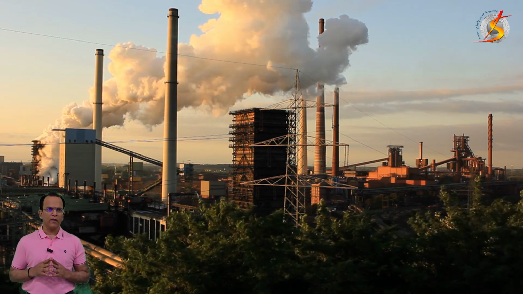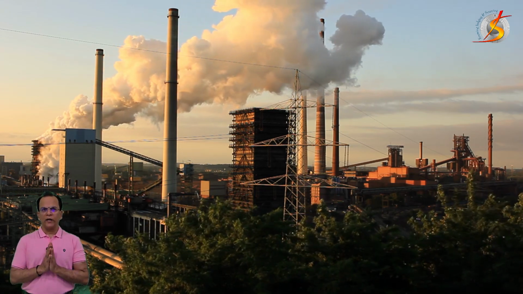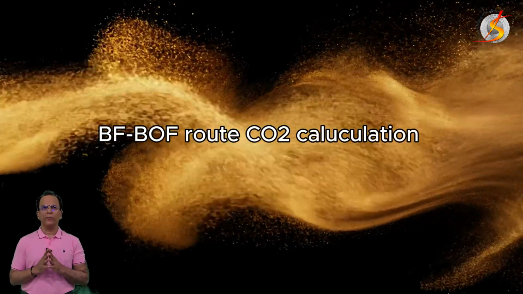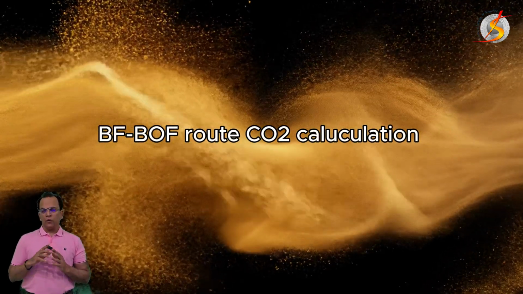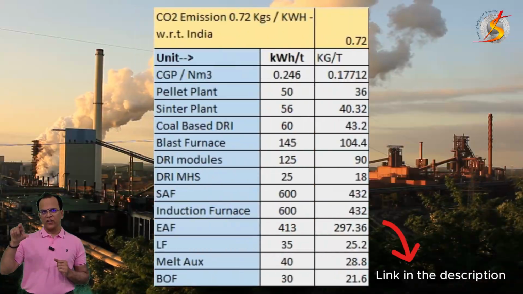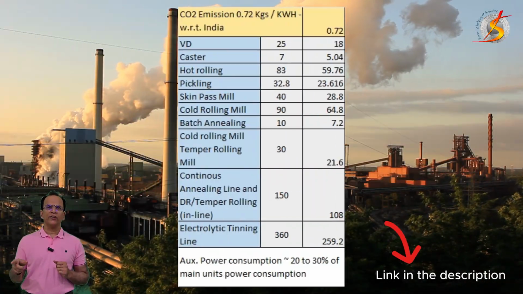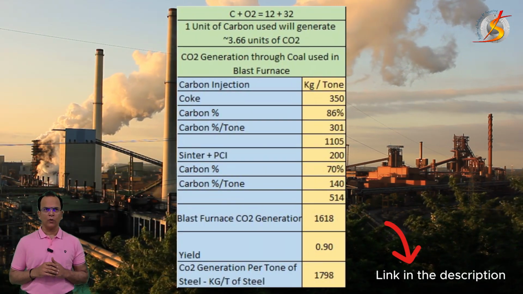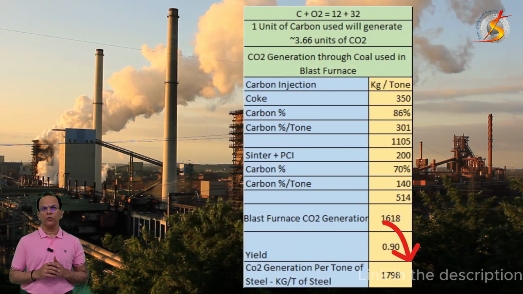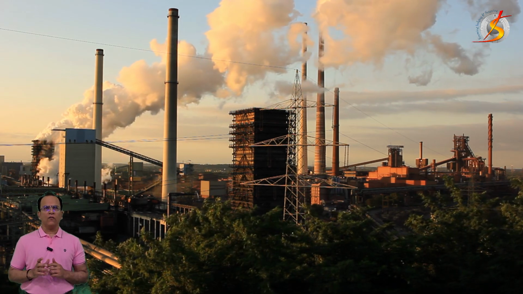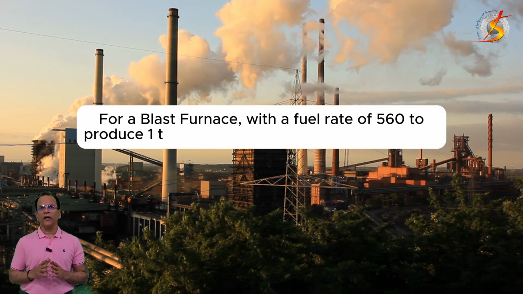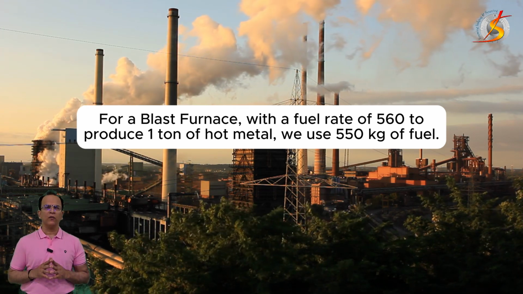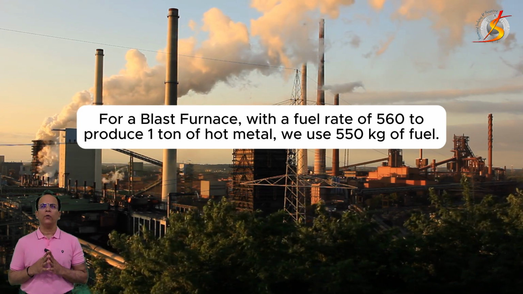Very simple. Let me explain today the BOF route CO2 calculation in brief. You can see on the screen in that Excel sheet, there is a calculation given there, and I will try to share that sheet also with you. For a blast furnace with a fuel rate of 550, to produce 1 ton of hot metal, we use 550 kg of fuel.